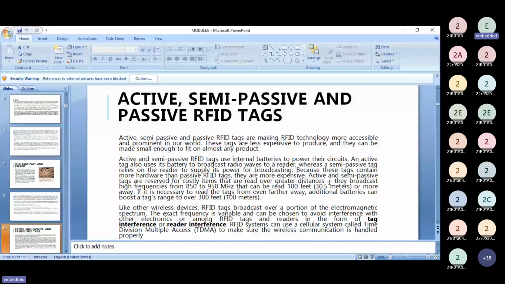Like wireless devices, RFID tags broadcast over a portion of the electromagnetic spectrum. The exact frequency is variable and can be chosen to avoid interference with other electronics or among RFID tags and readers. In the case of tag interference or reader interference, RFID systems can use a cellular system called time division multiple access to make sure the wireless communication is handled properly.